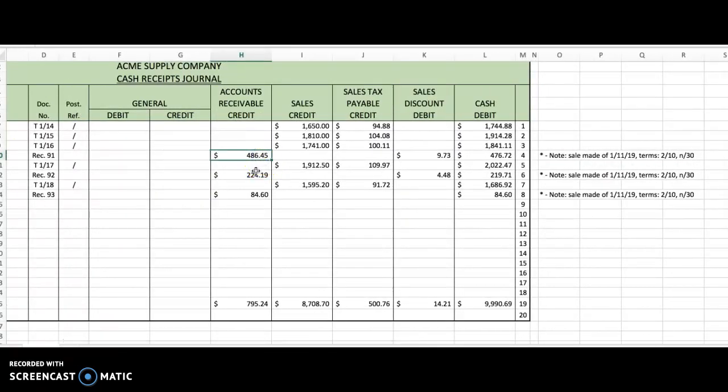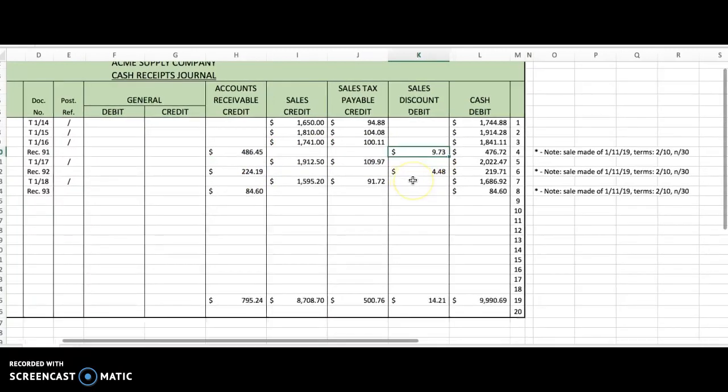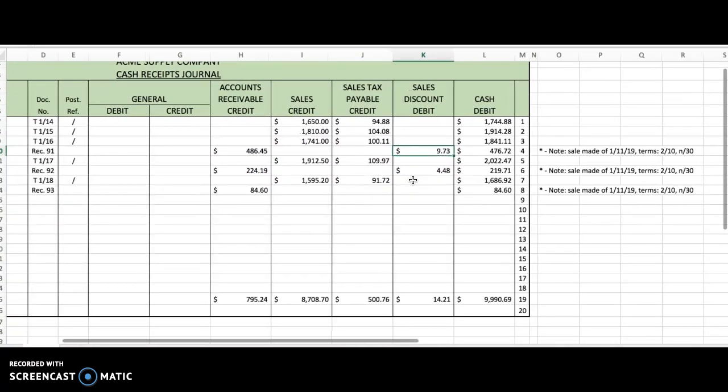So we will deduct from what he will pay us 2%. If you take 2% off of $486.45, you'll get, if you round up, $9.73. And so he pays us a little bit less, $476.72. He owed us that much, so we need to credit his account.